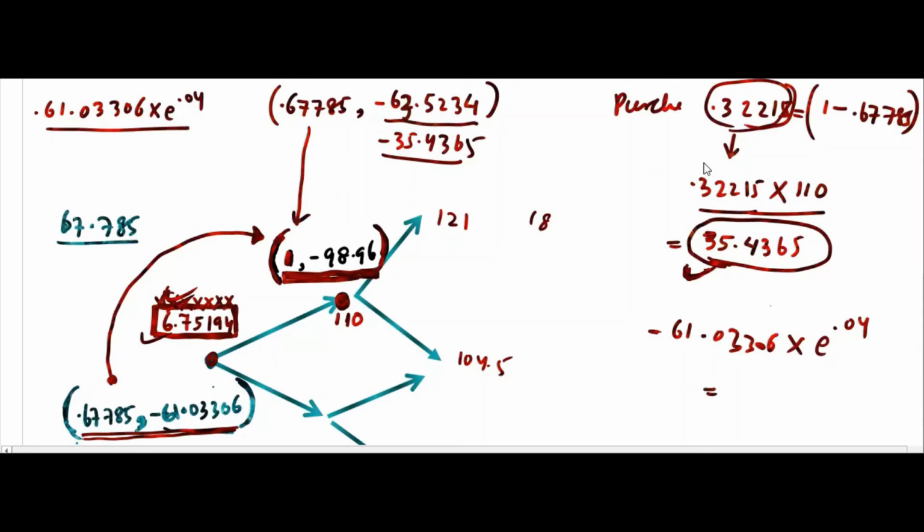So what I will do is, I have this much, and I will borrow this amount, and that amount I will use to purchase these many shares, 0.32215. Now one share will cost 110, so I will add here, I will make one share. Now my borrowing increased to minus 98.96. So it's rebalanced completely.